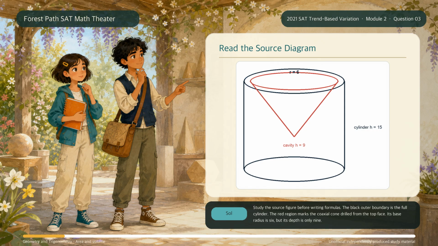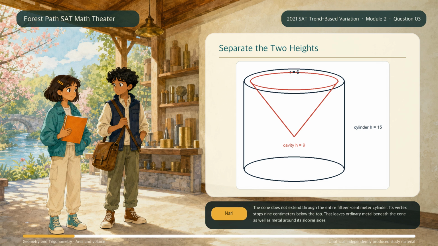Study the source figure before writing formulas. The black outer boundary is the full cylinder. The red region marks the coaxial cone drilled from the top face. Its base radius is 6, but its depth is only 9. The cone does not extend through the entire 15-centimeter cylinder. Its vertex stops 9 centimeters below the top. That leaves ordinary metal beneath the cone, as well as metal around its sloping sides.